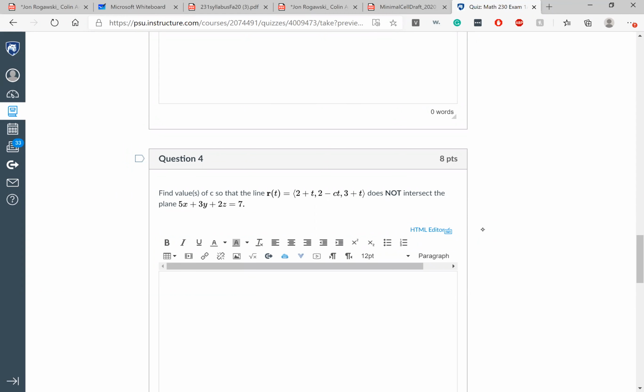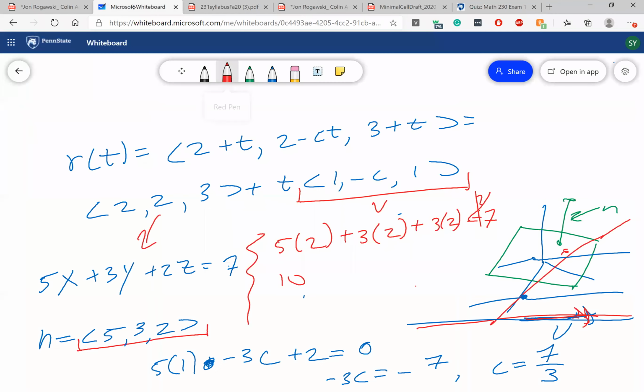Any questions? Can you explain real quick where you got those 3 2s from? The 3 2s? Yeah, like 5 times 2 plus. I'm just plugging this point into the plane to see what happens. The x coordinate goes into x, the y coordinate goes into y, the z coordinate goes into z.